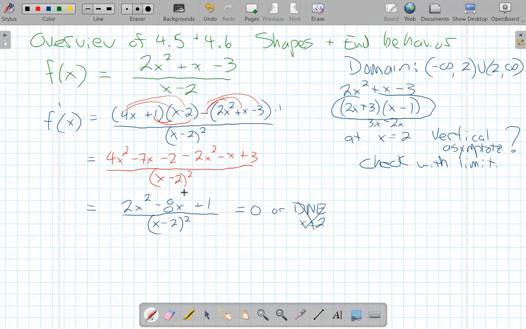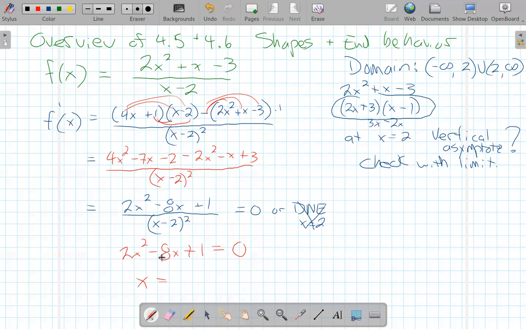The only time it's going to be 0 is if the numerator is 0, so we have to solve that. When does 2x squared minus 8x plus 1 equal 0? And I can tell that isn't going to factor, so our only choice here is the quadratic formula or completing the square. I'm going to use the quadratic formula.